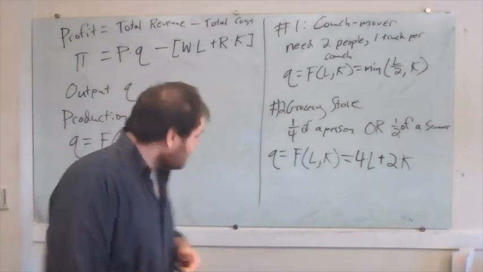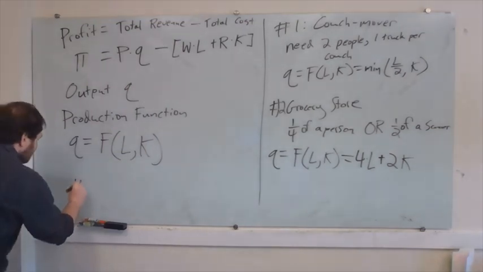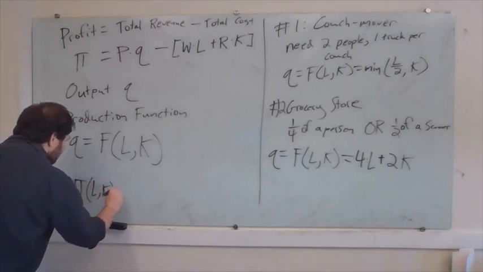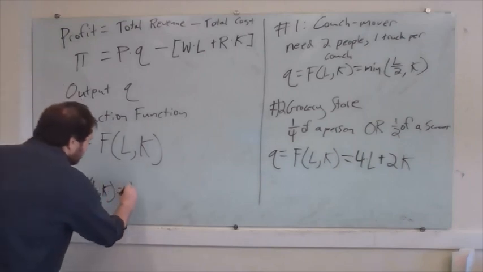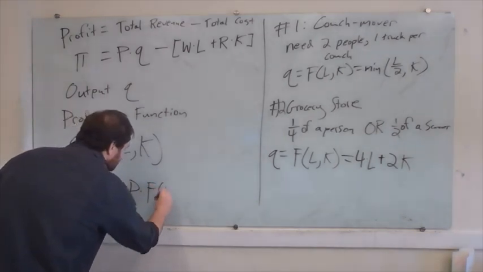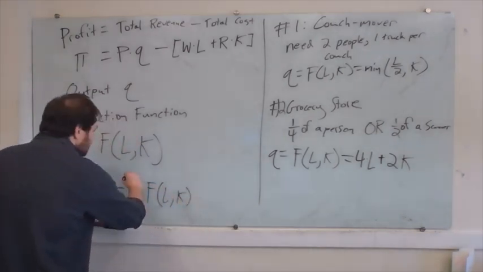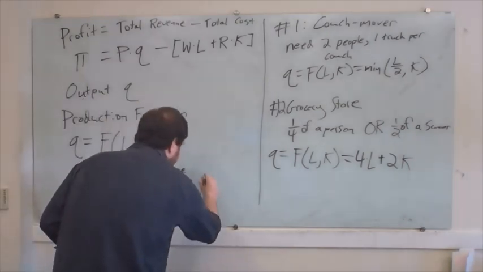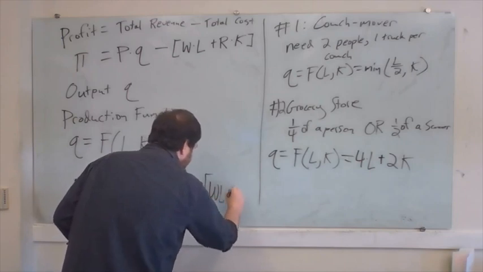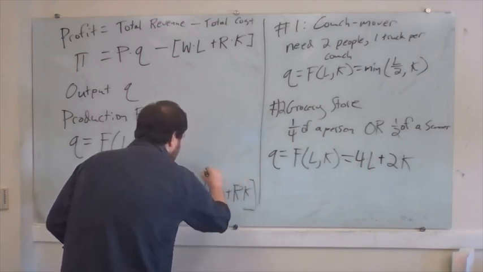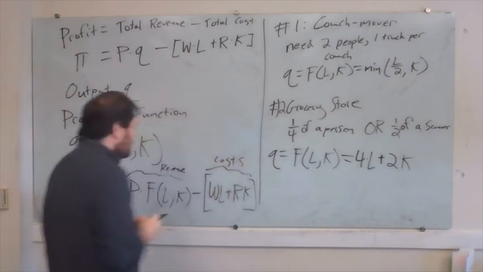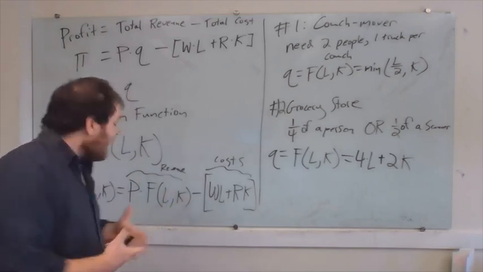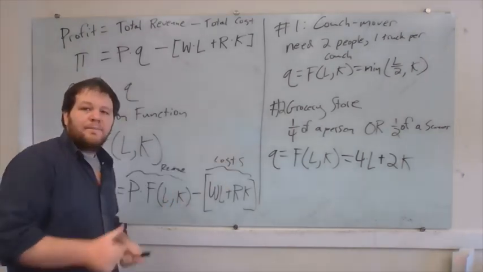So once I know my production function, then my profit can be written as pi of L and K. Profit in terms of how much labor and capital is just going to be the price of my output times F of L, K. This piece is my revenue, minus my costs. And so when I'm deciding how many workers to hire or how much capital to hire, I'm just going to do so to maximize the difference between my revenue and my costs. Okay, wonderful.